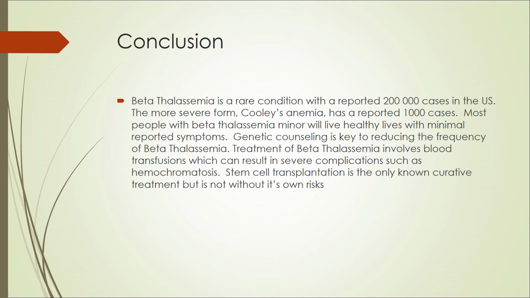Treatment of beta thalassemia major involves blood transfusions, which can result in severe complications such as hemochromatosis and congestive heart failure. Unfortunately, their life expectancy is 4 to 5 decades. Stem cell transplantation is the only known curative treatment, but is not without its risks. However, it is showing great promise.